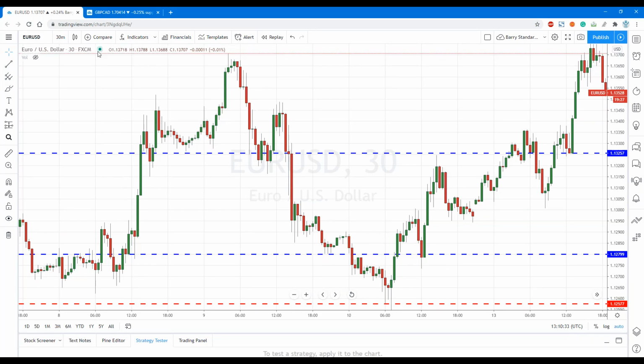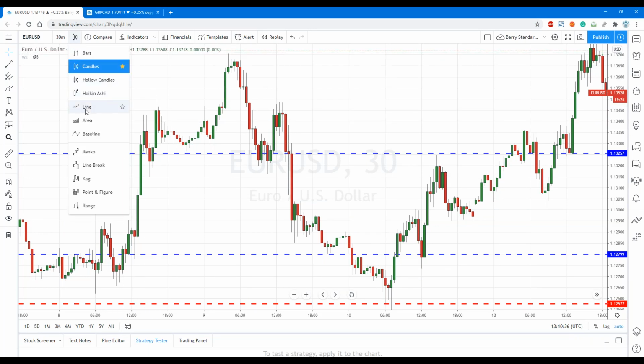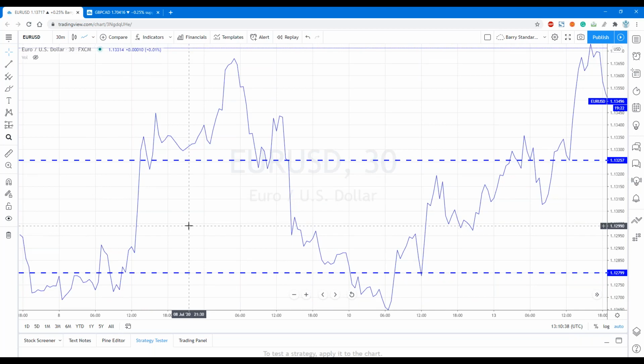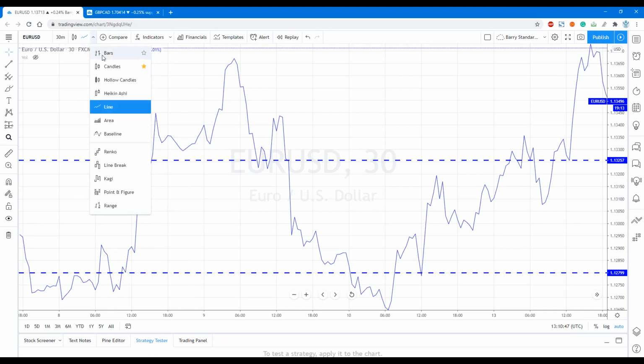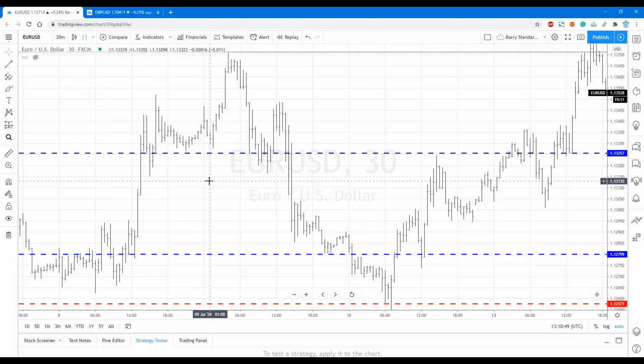Now, like we just saw in the presentation, we have a line chart. Forget line charts. Don't spend your time with them. They tell you nothing. Okay. Now, I am on the whole a bar chart trader. I trade from bar charts, not because they're better or worse than candlesticks.